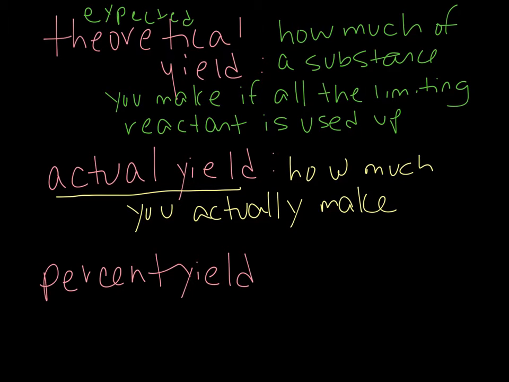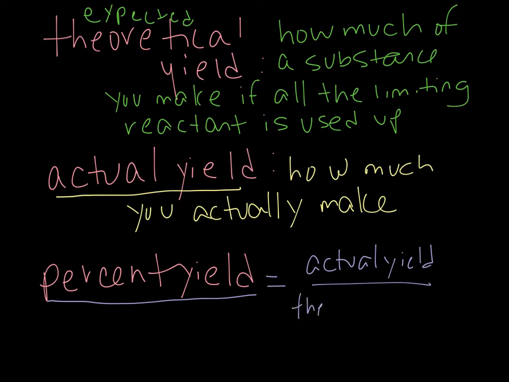Finally, we have percent yield. You're going to calculate your percent yield. That's going to be your actual yield divided by your theoretical yield. And to make it a percent, we multiply it by 100 to put it in percent form. So that's the definition of percent yield. We're going to work with all three of these terms in our problems going forward.